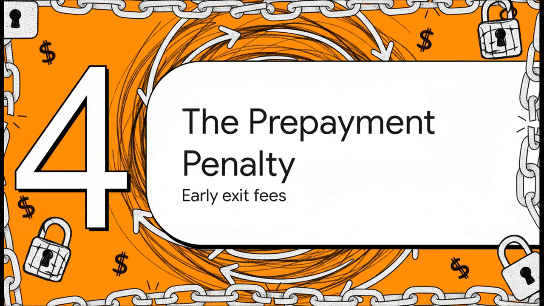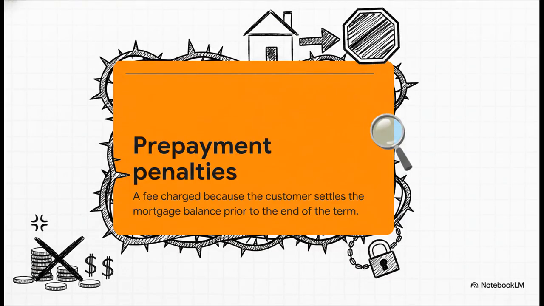All right, on to part 4, the prepayment penalty factor. This is where prepayment penalties enter the chat. These are essentially monetary fees, or penalties, charged to a customer simply because they try to settle their mortgage balance early, before the end of the contract term.